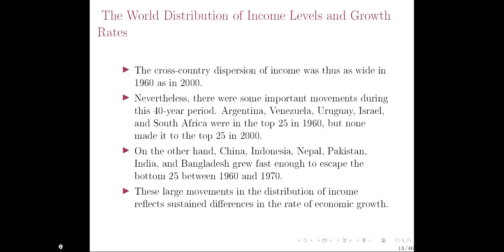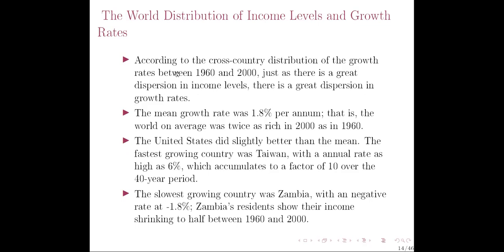The disparity was there, but some countries were able to make progress and some countries were not. On the other hand, China, Indonesia, Nepal, Pakistan, India, and Bangladesh grew fast enough to escape the bottom 25 countries between the 1960s and 1970s. So Pakistan was doing well during the 1960s, and somehow came out of the list of the lowest 25 countries in the world. These large movements in the distribution of income reflect sustained differences in rates of economic growth in different countries.